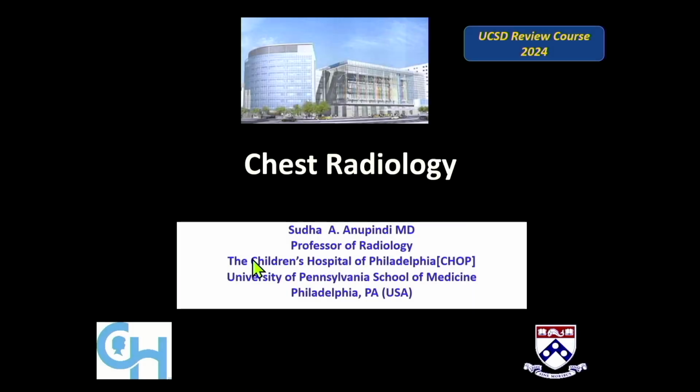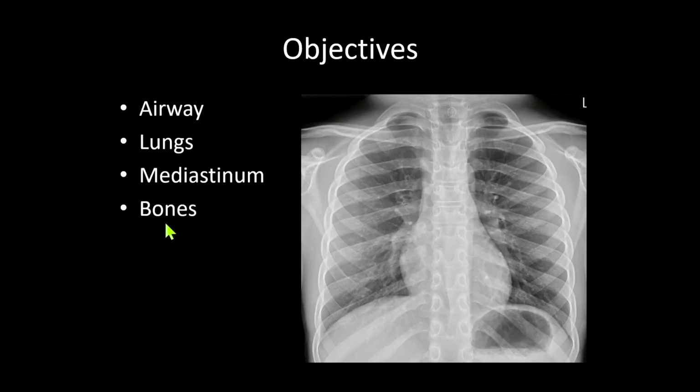All right, so the objectives for this session: we're going to talk about the airway first, and then we're going to talk about lungs and mediastinum, which will cover some of the things that were discussed previously, but a little different. And finally, don't forget the bones. That's really important.